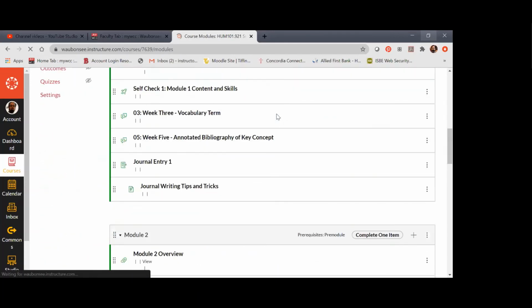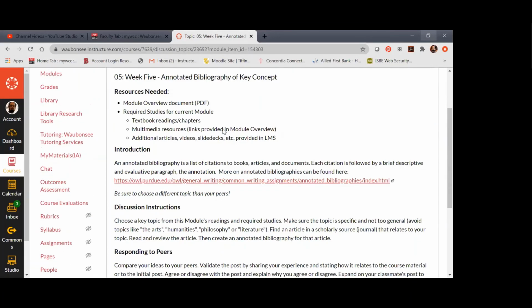The second discussion in Module 1 is the annotated bibliography. So very much like the first discussion, you're going to choose another concept. Now this concept comes from our required studies, and it should be specific. So avoid things like the arts or humanities or philosophy or literature, and really think about something specific like a type of artwork or an actual piece in our text.